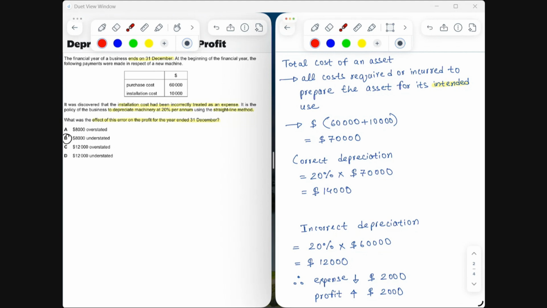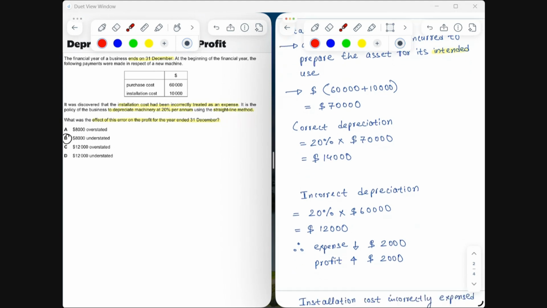Now, comparing the incorrect depreciation with the correct depreciation, we can understand that expenses are understated by $2,000, right? So when expenses are understated, profit must be overstated by $2,000 due to the inverse relationship obviously between profit and expenses. Now, most students, if this wasn't a multiple choice question, but rather a question without these options provided, would have forgotten to check the installation cost as well.